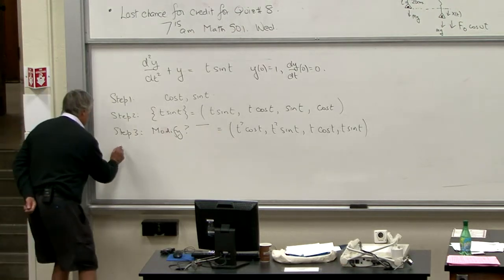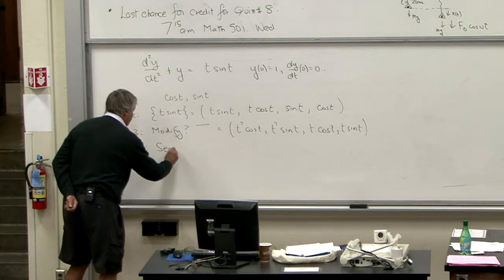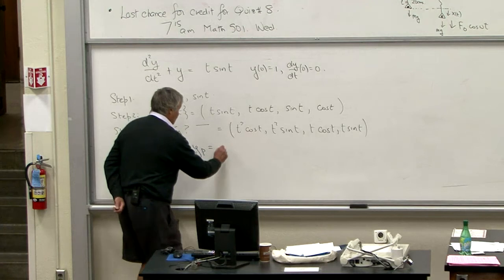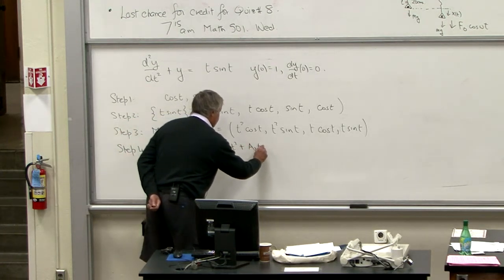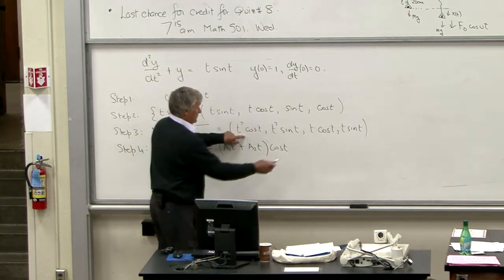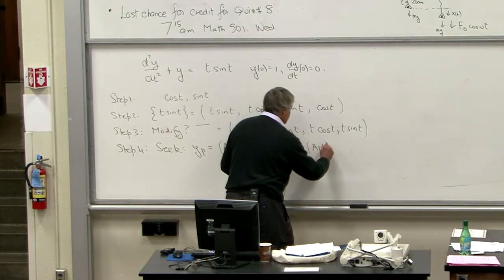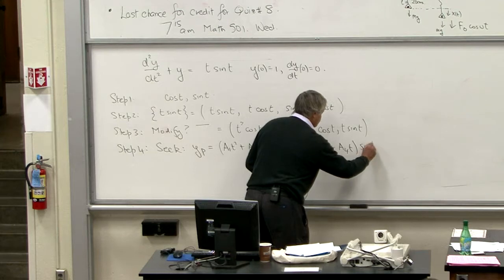Step 3, or step 4 rather. We seek our solution as a linear combination of these. So it'll be (a1 t squared plus a2 t) times cos t. That's a linear combination of this and this, plus (a3 t squared plus a4 t) times sine t.